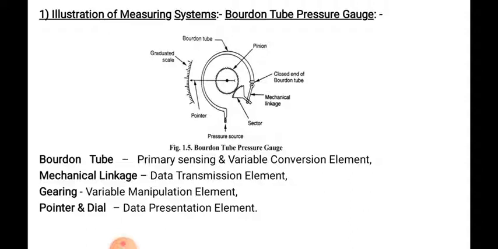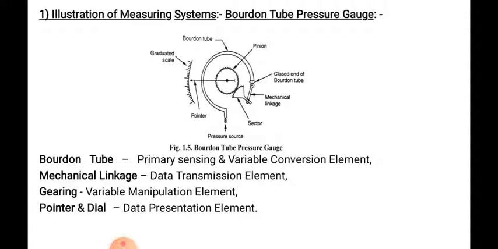Okay, so how it will work: the primary sensing and variable conversion element. Once we blow the unknown pressure air through the bourdon tube, it becomes deformed, and the deformation will be sensed by the mechanical linkage. That means the primary sensing and variable conversion element is the bourdon tube. Now after the deflection of the bourdon tube, that small amount of deflection will be transmitted by the mechanical linkage.